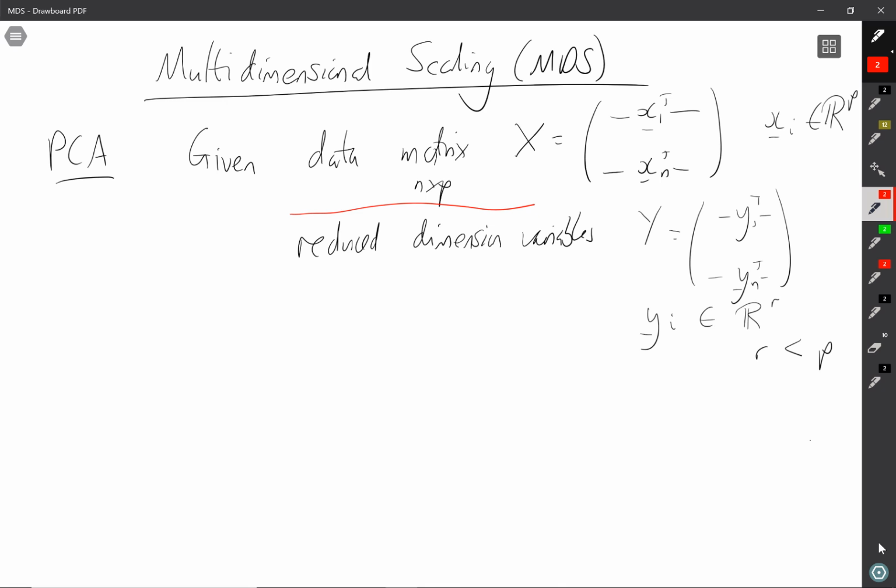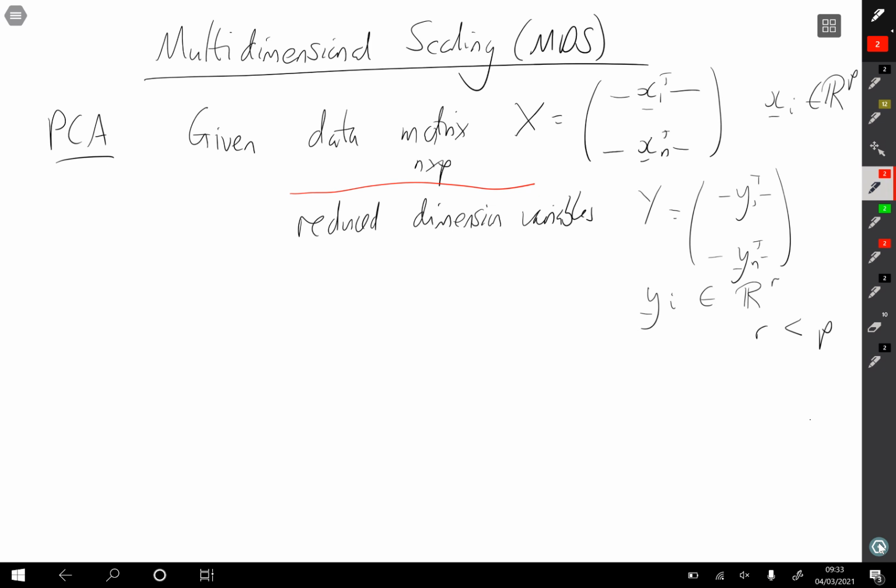And given X, we try to find some reduced dimensional variables Y that have approximately the same covariance matrix as X, okay? Where the Y's now lie in a lower dimensional space. We didn't think about it this way, but we're trying to match the covariance matrices in some ways. So we're trying to find a Y such that Y transpose Y is approximately equal to X transpose X, which was nS.